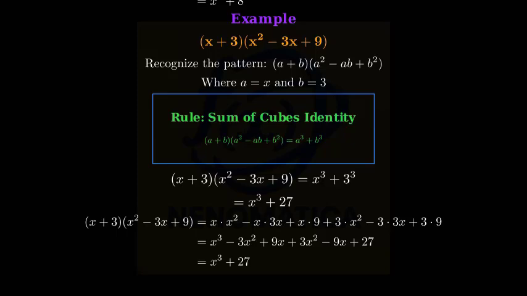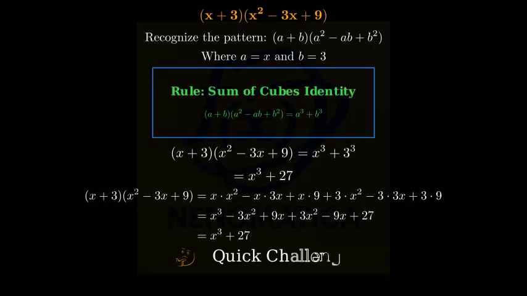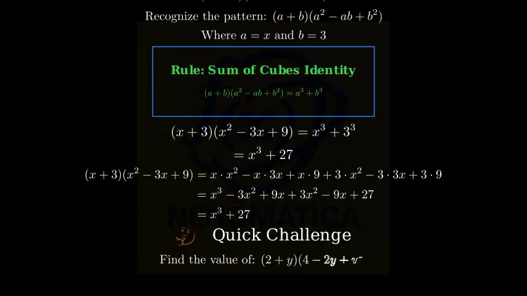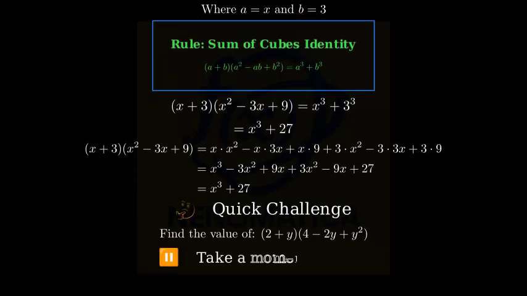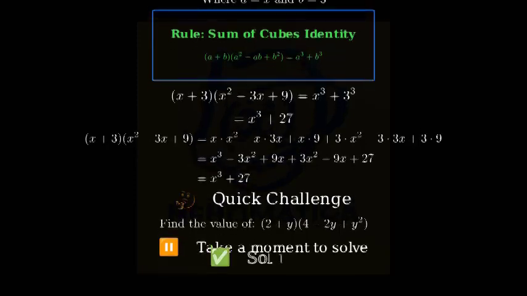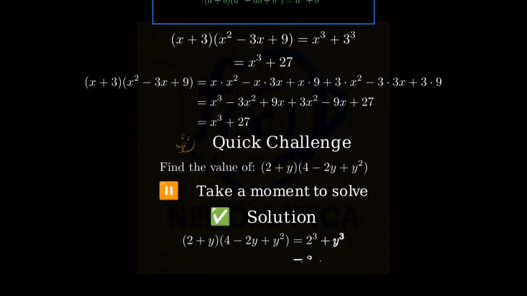Let's try a quick challenge. Use the sum of cubes identity to find the value of the expression 2 plus y multiplied by 4 minus 2y plus y squared. Pause the video and try to solve it yourself. The answer is 8 plus y cubed. Let's see why.